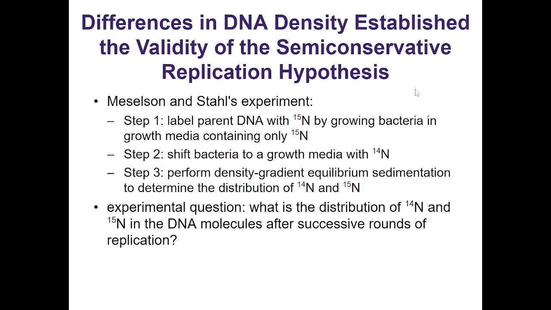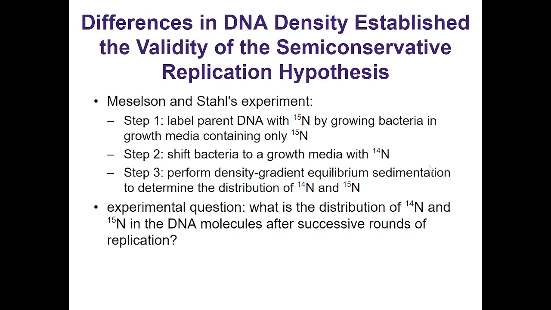Step 1, we label the parent DNA with N15 by growing bacteria in growth media that contains only N15. And so now we have isotopically labeled DNA. Step 2, we shift the bacteria to media grown with N14, which is the normal isotope, right? And so now, in this new media, we would not have any additional, or at least almost any additional N15 brought in, right? So our parent strands are all going to have N15s. Our new strands will have N14s, pretty much, right? At least statistically they will.